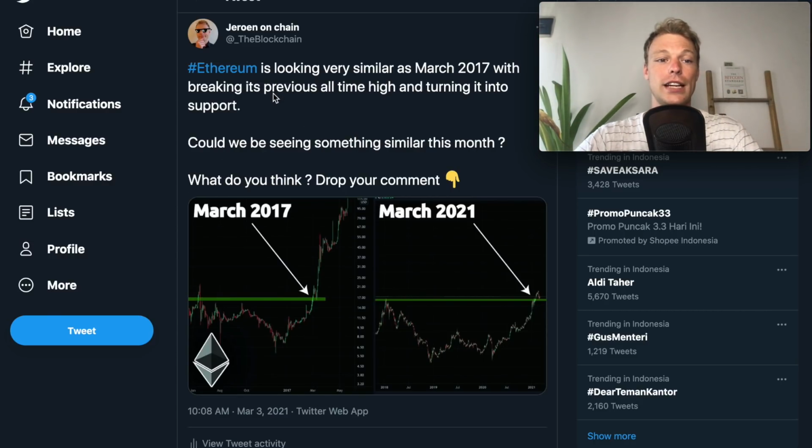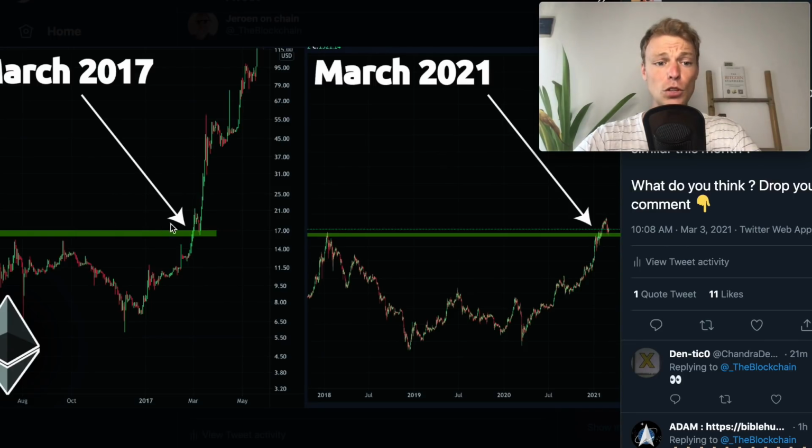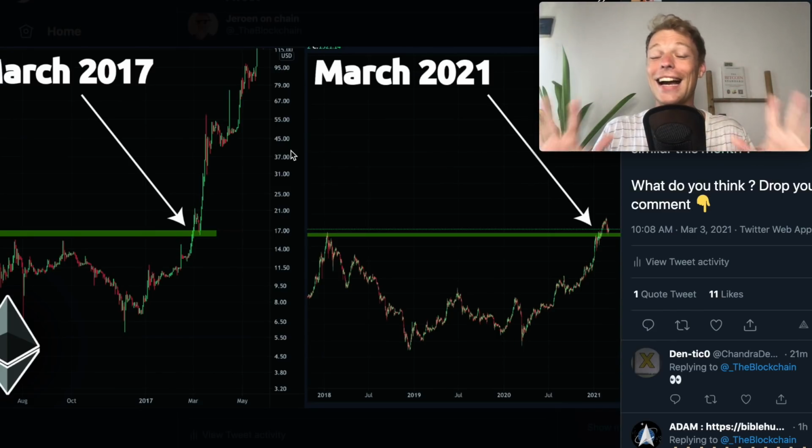But right here, I've been tweeting today that Ethereum is looking very similar to March 2017 as well, when we have a look at the Ethereum US dollar chart. In March 2017, we can see that we broke above the previous all-time high, and then afterwards the previous all-time high flipped into support, and we saw the start of a major rally to the upside. Right now, March 2021, we could be seeing something similar. Ethereum broke the previous all-time high, and right now is flipping that previous all-time high into support, and that could mean that if we are going to see a bounce from this level, Ethereum might be starting a major rally this month.